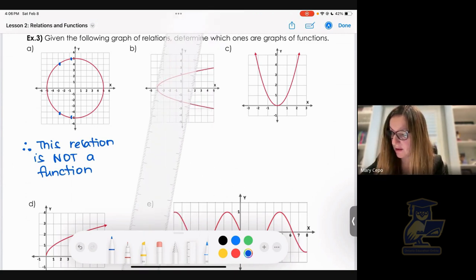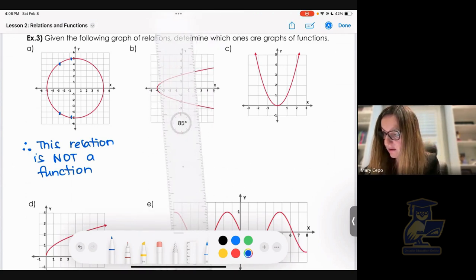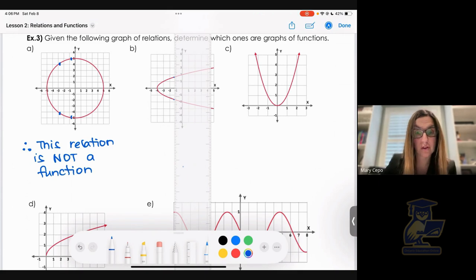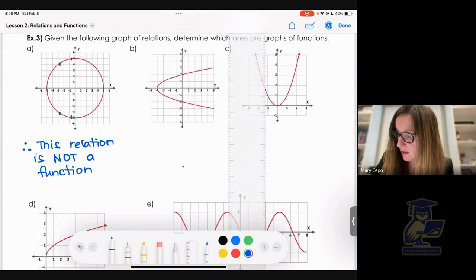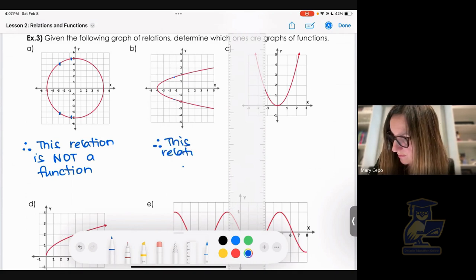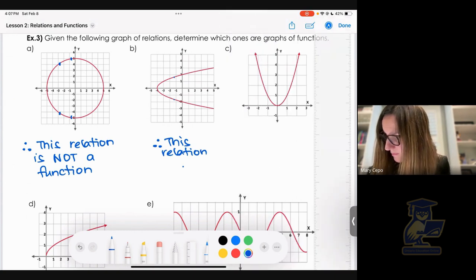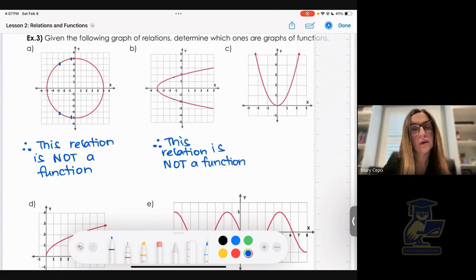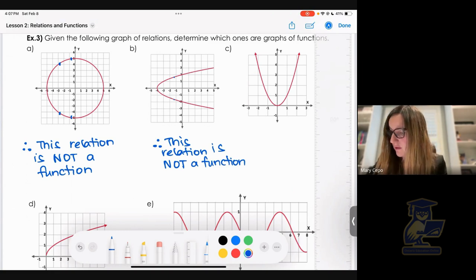Likewise, looking at B, again, you take your vertical line and you go across your graph. And if you notice, it would be touching, intersecting with my vertical line at more than one spot. So we can say, therefore, this relation is not a function.